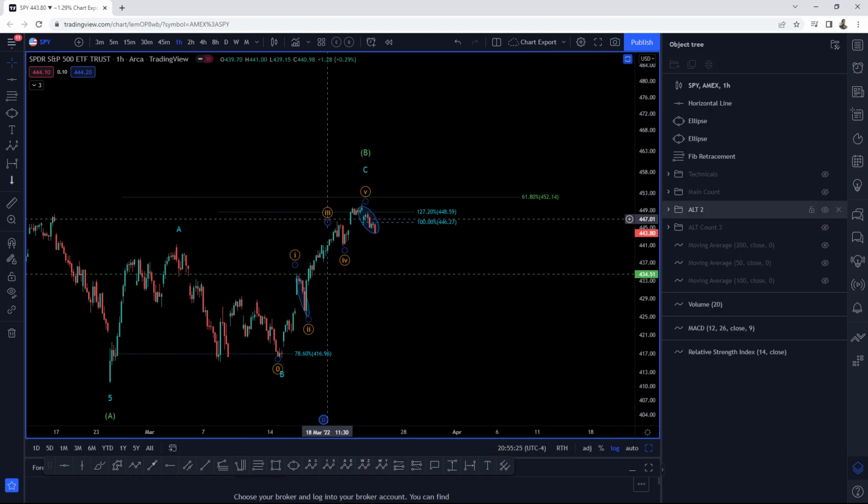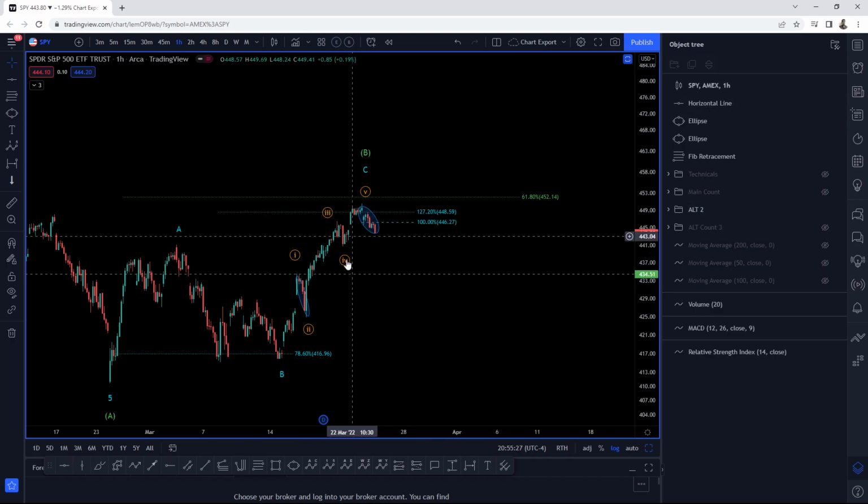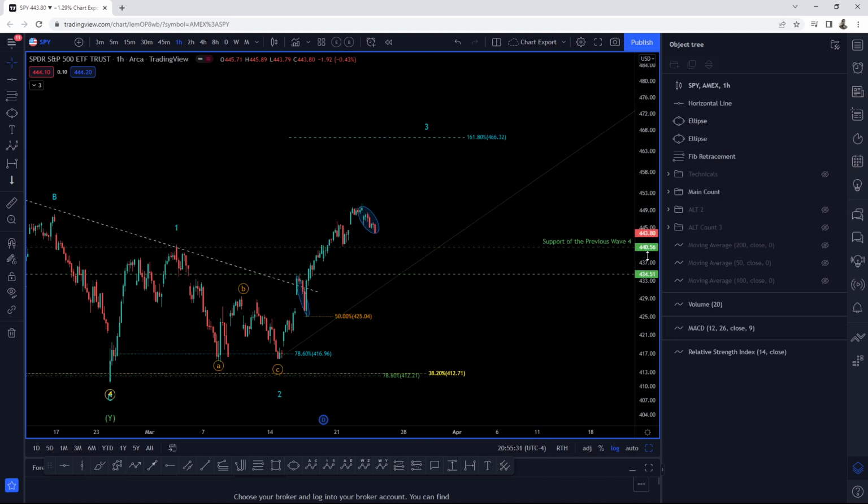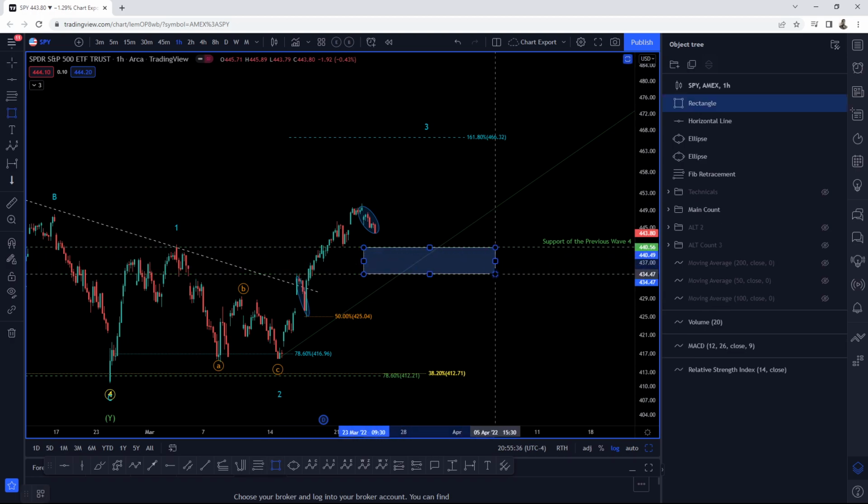So remember, guys, we have to maintain above that range being in the bullish count. That range is the zone 440, 431. Okay, I'm going to draw a blue box here, and this is the area that must hold.